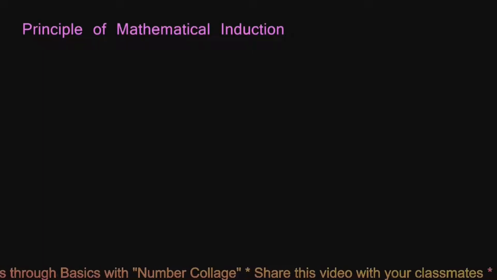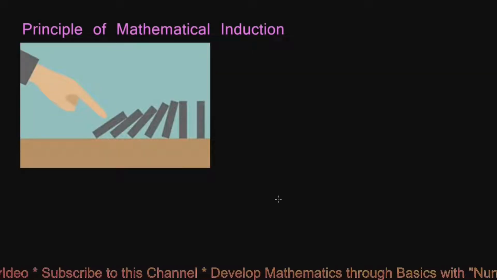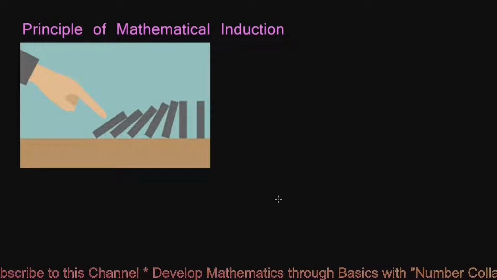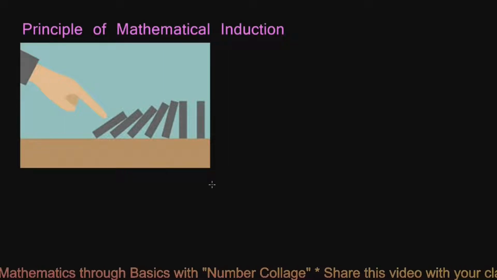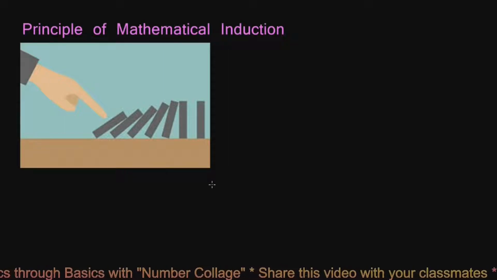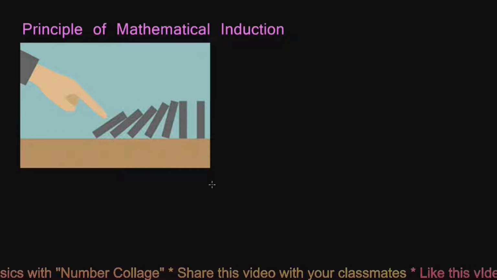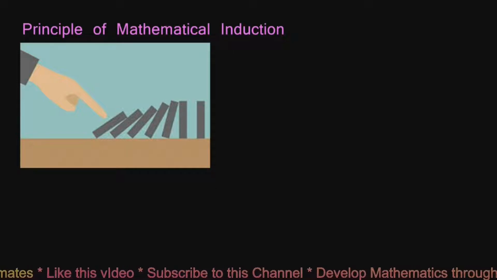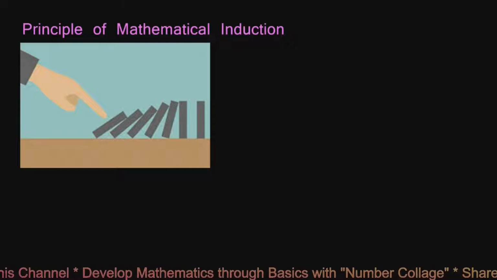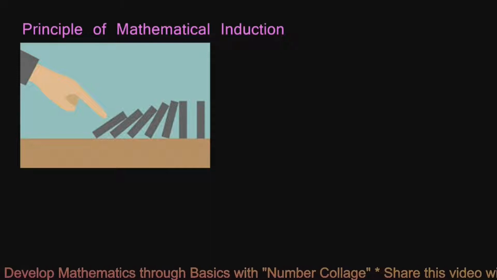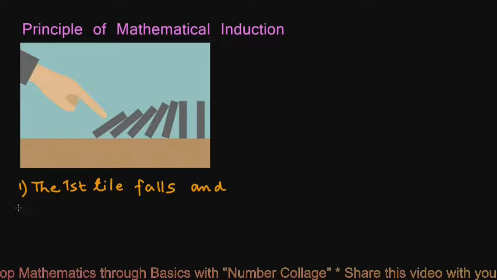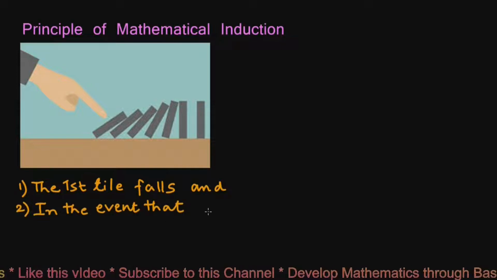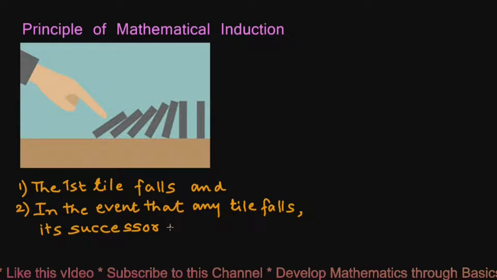In order to understand the principle of mathematical induction, we will make use of the domino effect. Suppose a set of thin rectangular tiles, as shown in the figure, are placed on one end. When the first tile is pushed in the indicated direction, all the tiles will fall successively. This is what we know as the domino effect. Now here, to be absolutely sure that all the tiles will fall, it is sufficient to know that number 1, the first tile falls, and number 2, in the event that any tile falls, its successor necessarily falls.